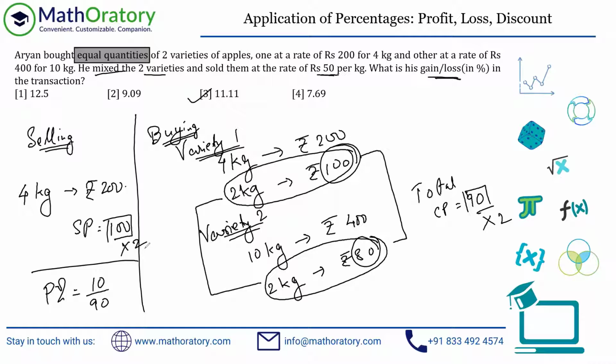So effectively, if the cost price is doubling and the selling price is doubling, there should not be any change in the profit percentage, right? So the percentage will still be 11.11%. It will be 20 by 180 instead of 10 by 90. So that really doesn't make any difference. So that's what I said. You don't need to worry about what quantity you take it to, but just take it to the same quantity.